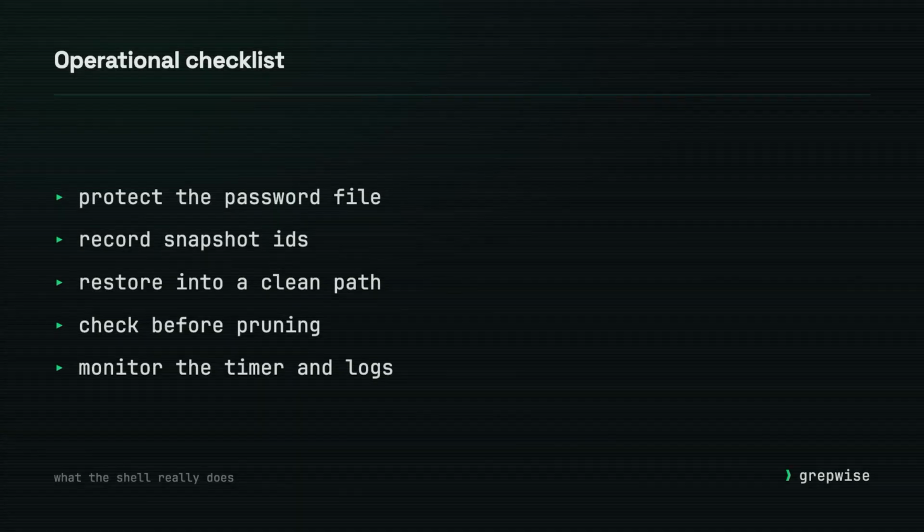The finished runbook is defensive and repeatable. Create encrypted repositories with a protected secret, back up real paths, list snapshots, restore to a clean target, run check, apply retention carefully, and only then automate with monitoring. If restore tests are missing, you do not have a backup system. You have a hope system.